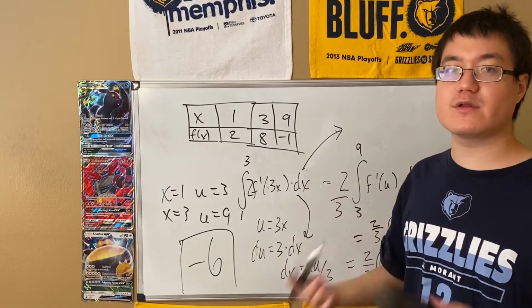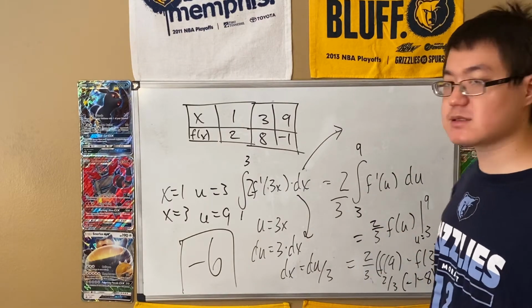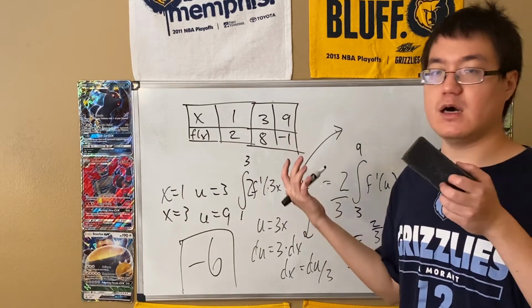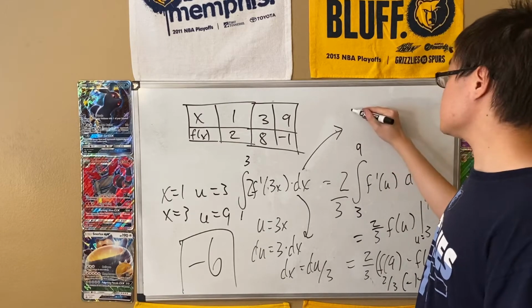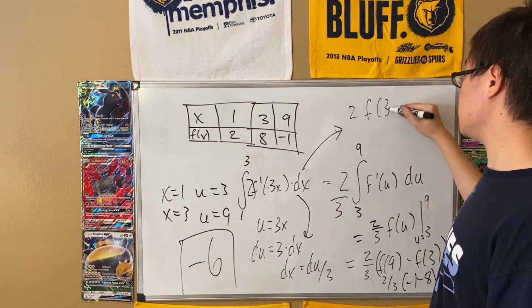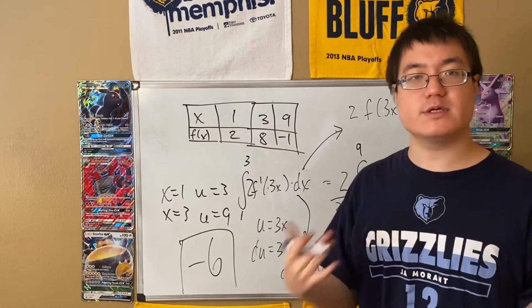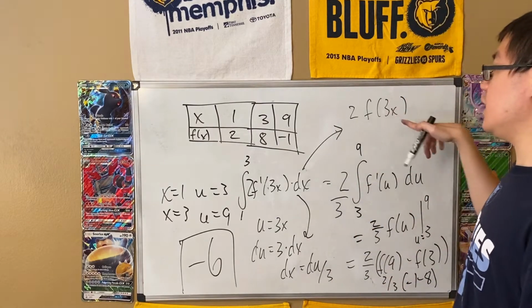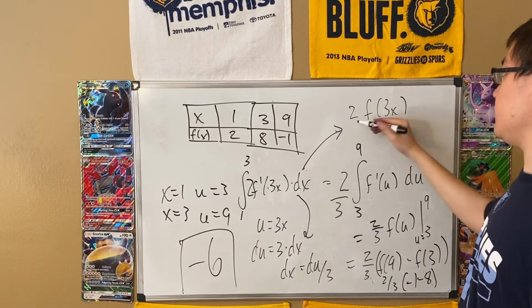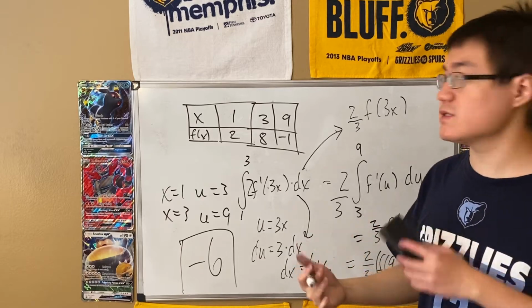What's the integral of 2 times f prime of x? That's going to be 2 times f of u, or f of 3x. So f of 3x. But we need to multiply by the reciprocal of the derivative of the inside function. So that's going to be 2 over 3. That's what we were doing previously.